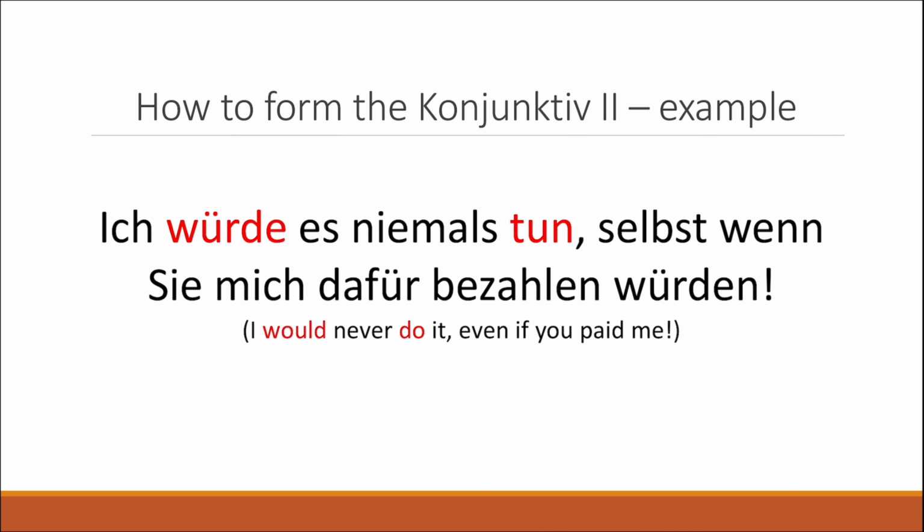And this sentence is basically made out of two conditional sentences. First, we have I would never do it. In this case, we have the conditional of the verb tun, which means do. And you can see how we're building it. We are conjugating werden to the Konjunktiv II, so we have würde, and then it is followed by the main verb tun. And the same also in the second sentence. So we have wenn, which means if, a subordinate conjunction. And then right at the end of the sentence, we have bezahlen würden, which means even if you would pay me or paid me, which is a better version.